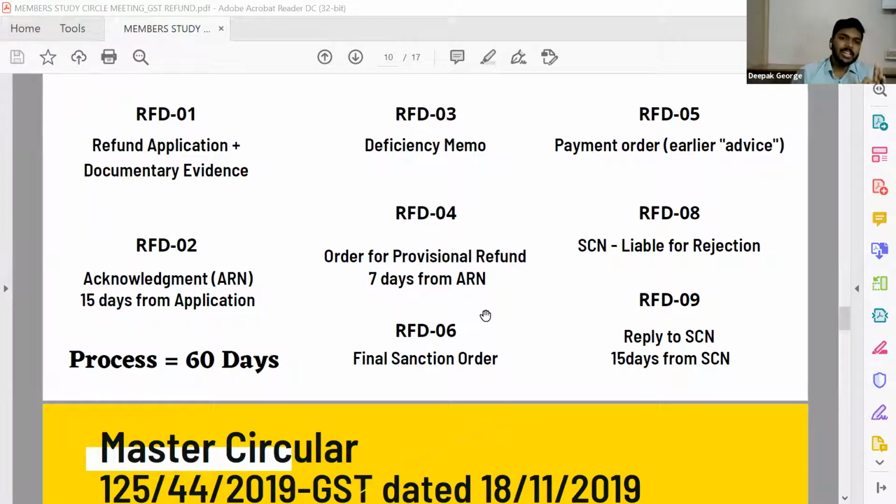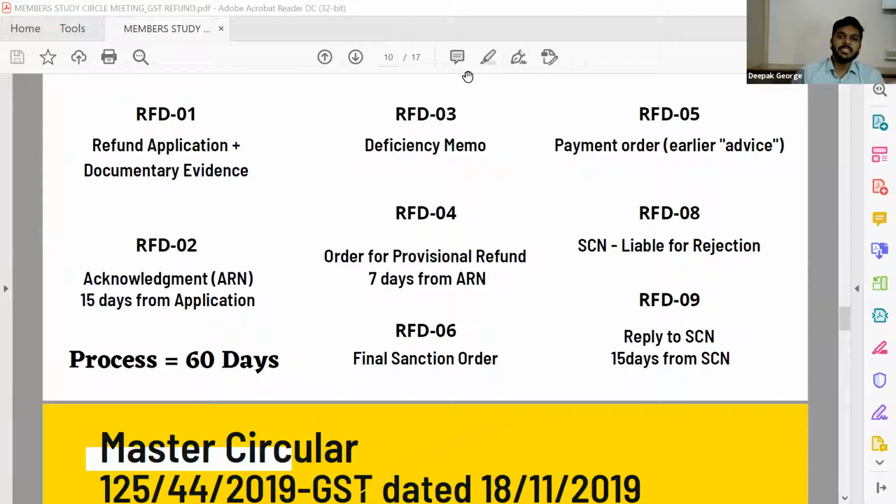The rule says that right from RFD 01 to RFD 09, or whatever are the forms in between, the maximum period within which you should process a refund, process basically means it should hit your bank account, is 60 days. Now, that is not being followed. I don't know for what reason. I don't know the action taken against that. That is not being followed by the officers.